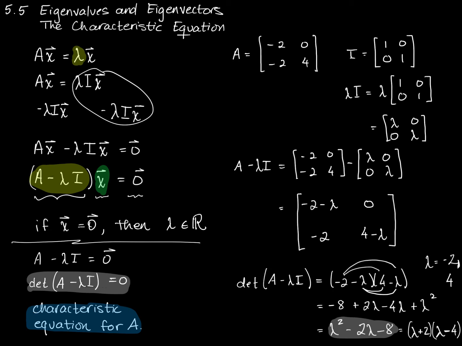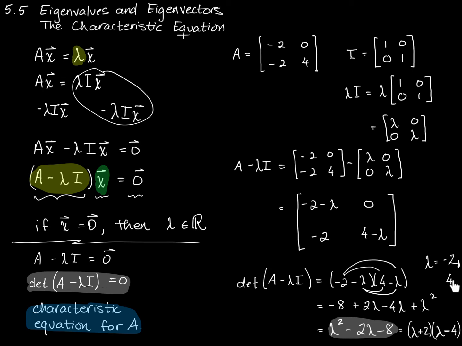So if you're looking for the eigenvalues, which are lambda in this equation, not the eigenvectors, the eigenvalues, then this is how you do it. You'll need to figure out what your identity matrix is, scale it, subtract, find the determinant of the results, solve the resultant quadratic. Those are my two eigenvalues for this equation.